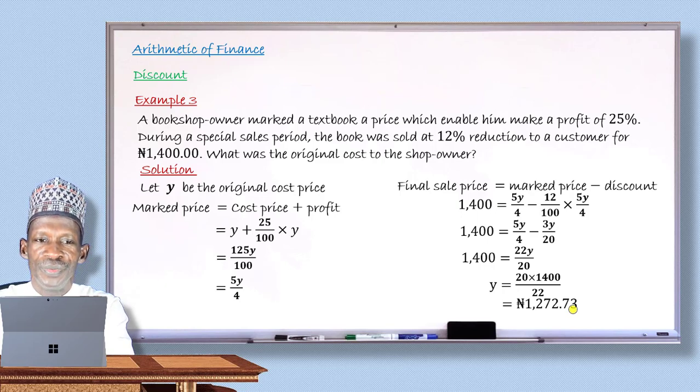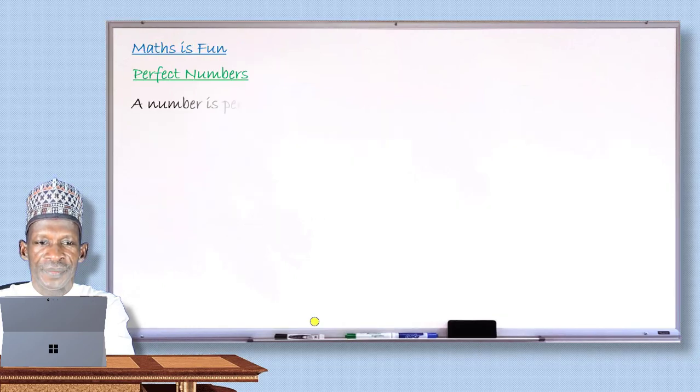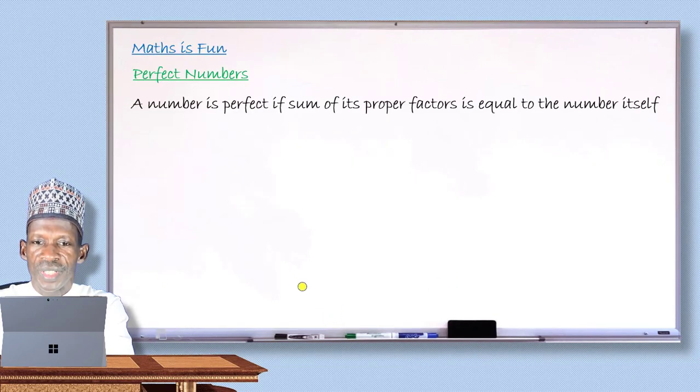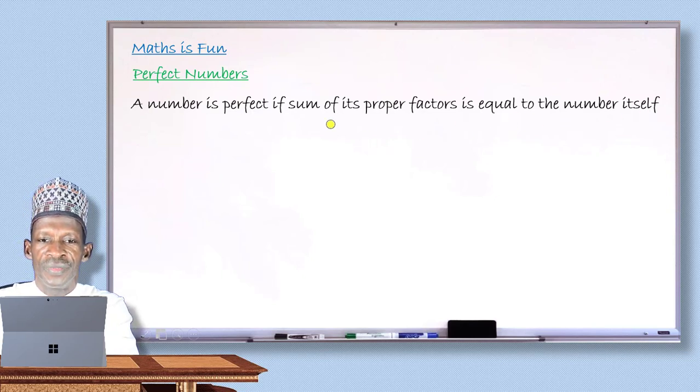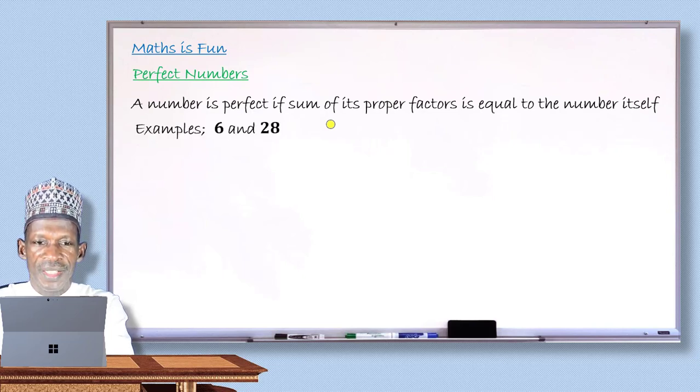Let me move quickly to the last segment, Maths is Fun, and explain what perfect numbers are. A number is perfect if the sum of its proper factors is equal to the number itself. That is, if you find the proper factors of that number and add them, the sum is exactly the same as the original number. Let's take examples of perfect numbers. 6 is perfect, 28 is perfect.